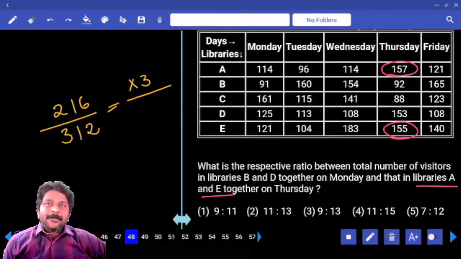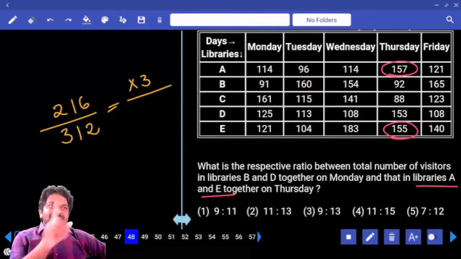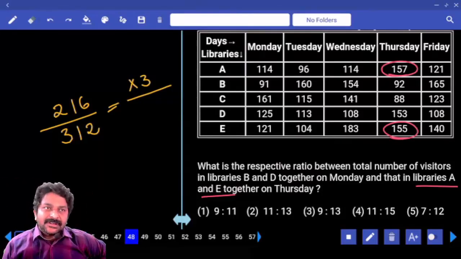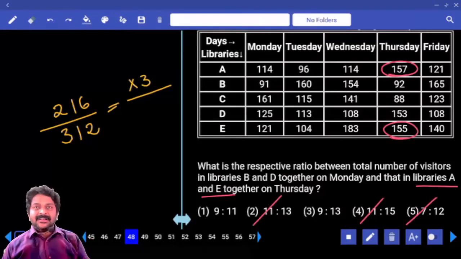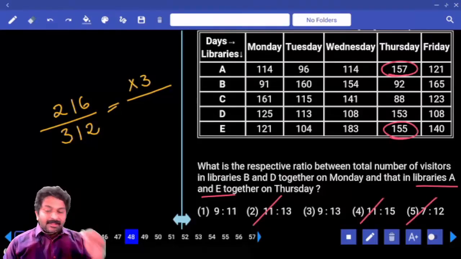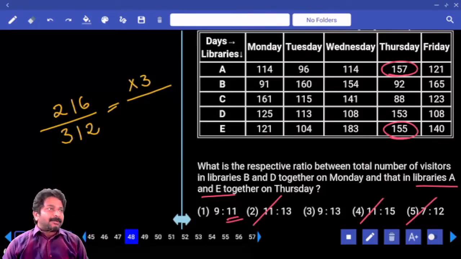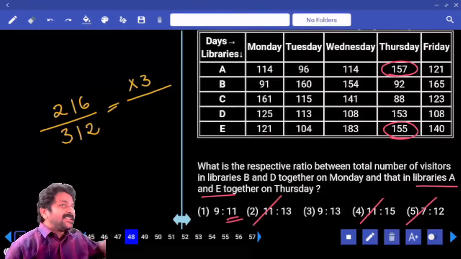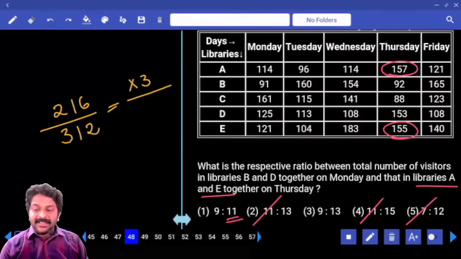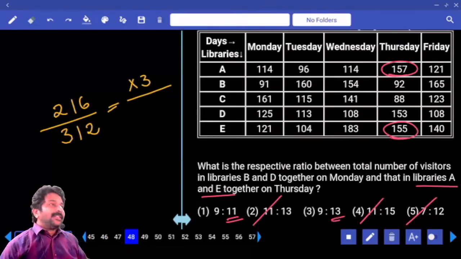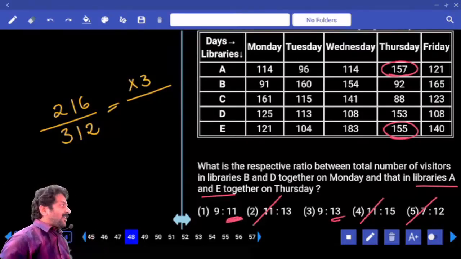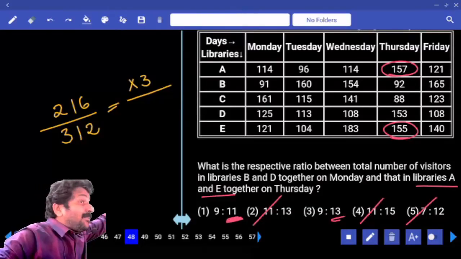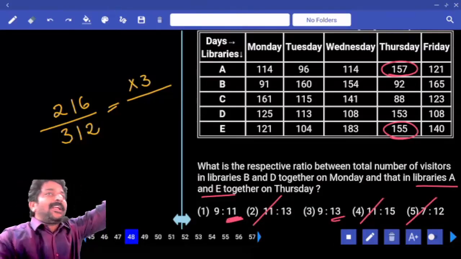ఫస్ట్ ఆప్షన్ అవుద్దా? Can it be first option? My first number must be 3 multiple. Can it be first option? Can it be second? Can it be third? Fourth? Fifth? Answer is either first or third. So now I will concentrate on the second number. In first option, what is second number? 11. In third option, what is second number? 13. That means if you are getting 11 as a second number in first option, your original number denominator should be 11 multiple. Then only you will get 11 multiple over there.